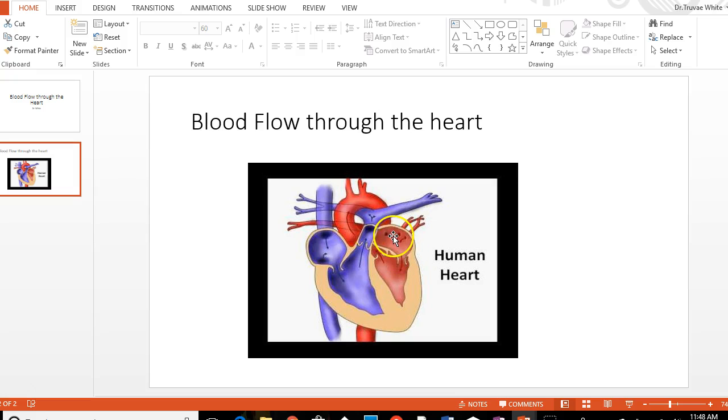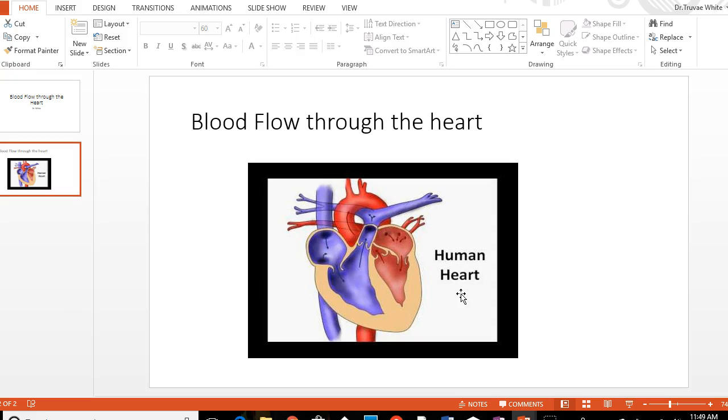From the valve, the blood is flowing from the left atria through the valve to the left ventricle, from the left ventricle through the aortic valve, aka the left semilunar valve, from the left semilunar valve through the aorta, from the aorta to the entire body. So that is a basic function of the blood flow through the heart.